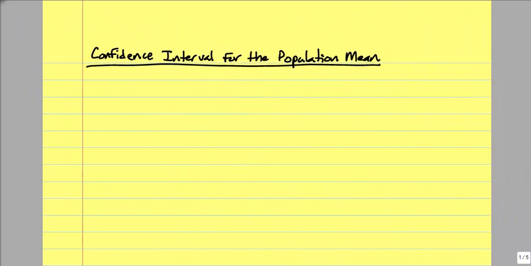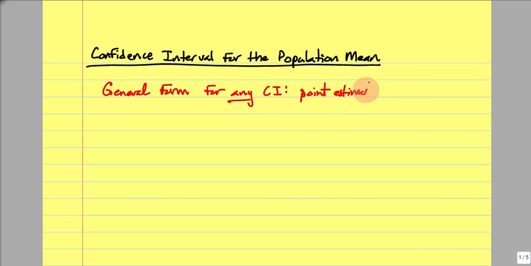For this homework, we're going to also be looking at confidence intervals, but instead of confidence intervals for a proportion, a population proportion like we did in the last homework, we're going to be using a population mean. So again, as a little bit of a repeat, the general form for any confidence interval is going to be your point estimate plus or minus your margin of error. This is true for the population mean as well.